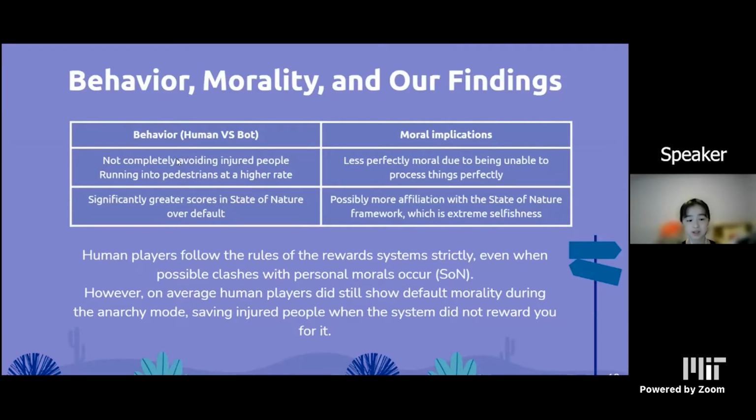In the end, if we step back and look, we can notice that human players do follow the rules of the reward systems relatively strictly, even when it possibly clashes with their own personal morals, such as in the state of nature. However, on average, human players did show their own default morality, or the more normal morality, during the anarchy mode by saving injured people when the reward system didn't necessarily push for them to do so.